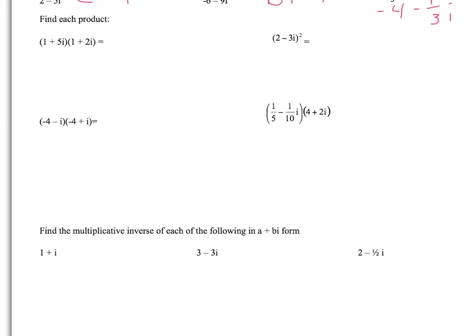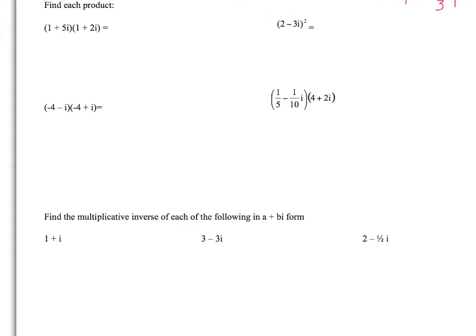Find each product. Well, let's look at the first one. It's like FOIL. It's like everything we've been doing before. 1 times 1 is 1. 1 times 2i is a positive 2i. 5i times 1 is positive 5i. 5i times 2i, just be careful here, it's going to be 10i squared. So I have 1 plus 5i and 2i is 7i, plus 10 i squared is a negative 1, if you remember from yesterday.